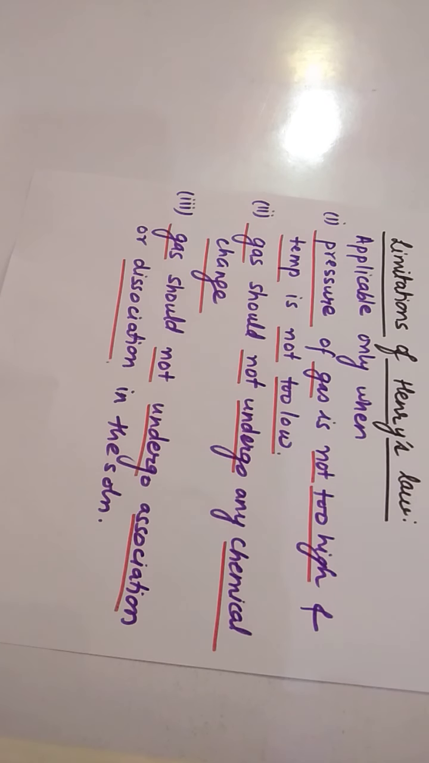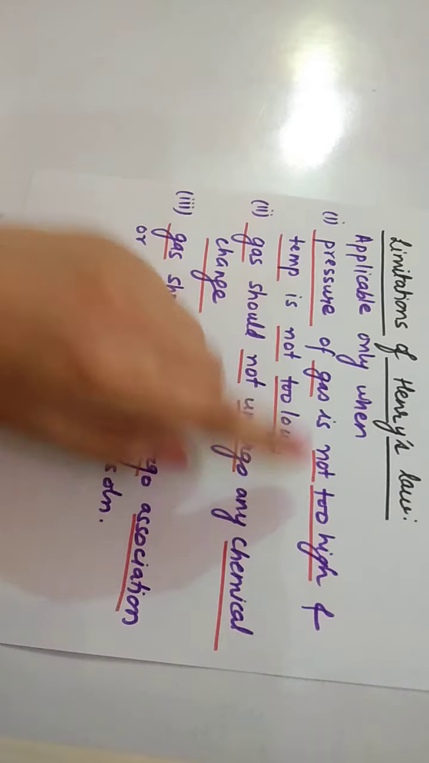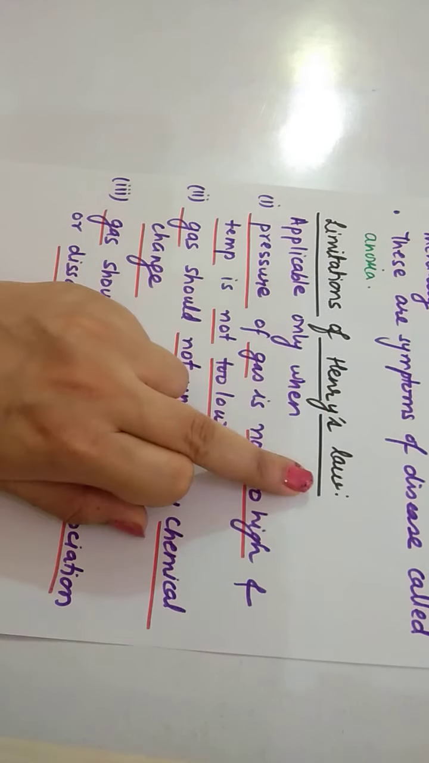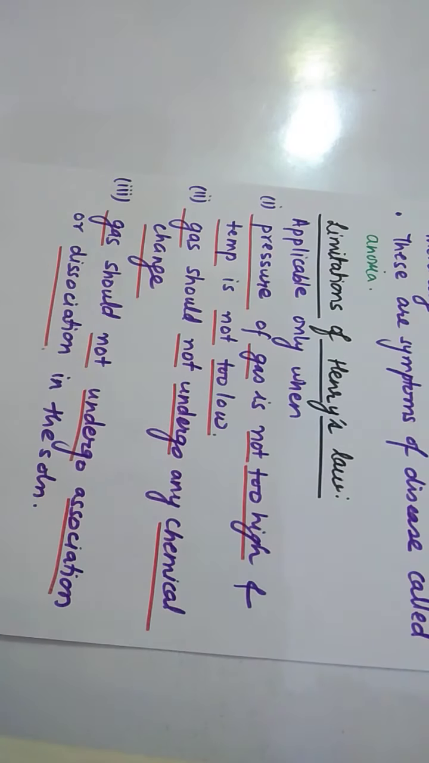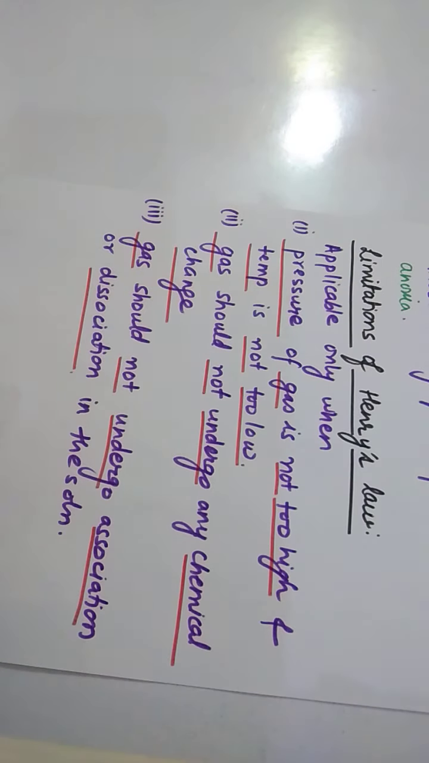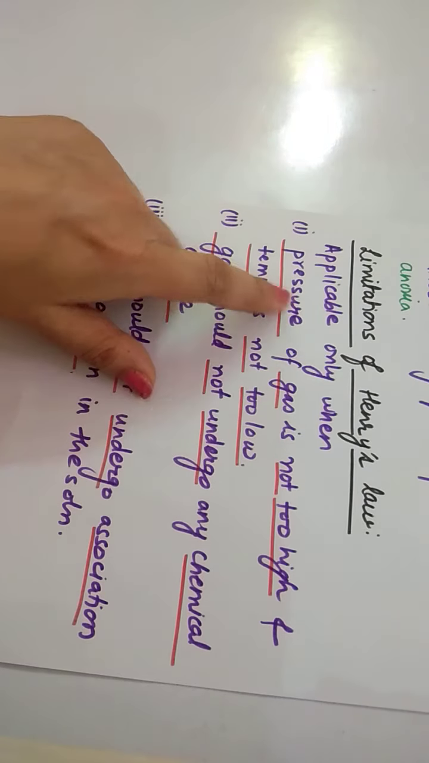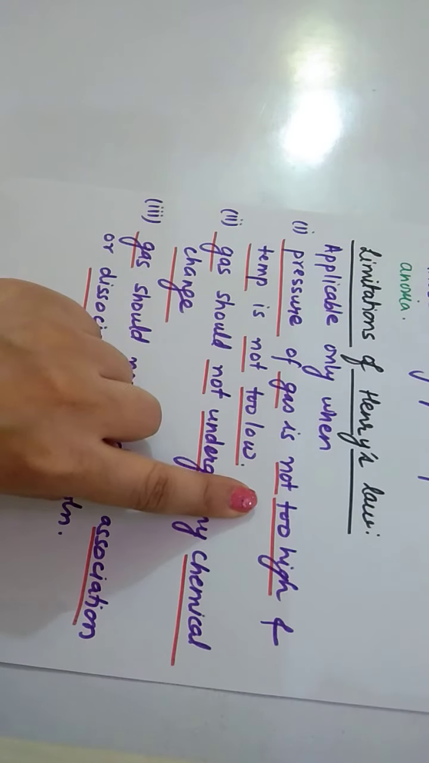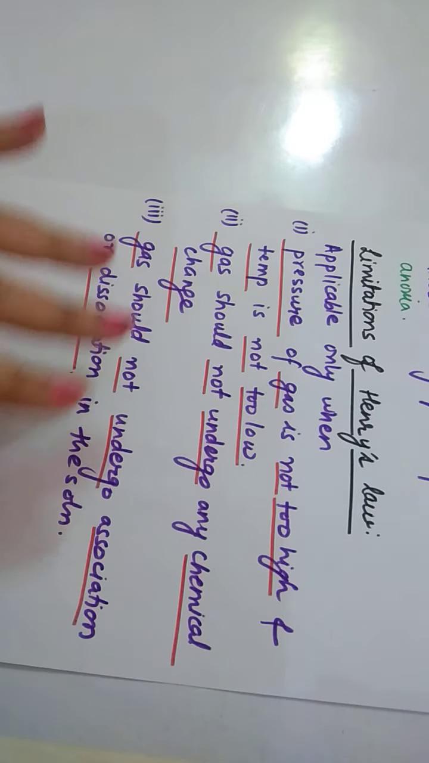The last one is the limitation of Henry's law. Last topic. So what are the limitations of Henry's law? When is it applicable? Henry's law is applicable only when the pressure of gas is not too high and the temperature is not too low. These are the two conditions. If these conditions are there, then only this law is applicable.